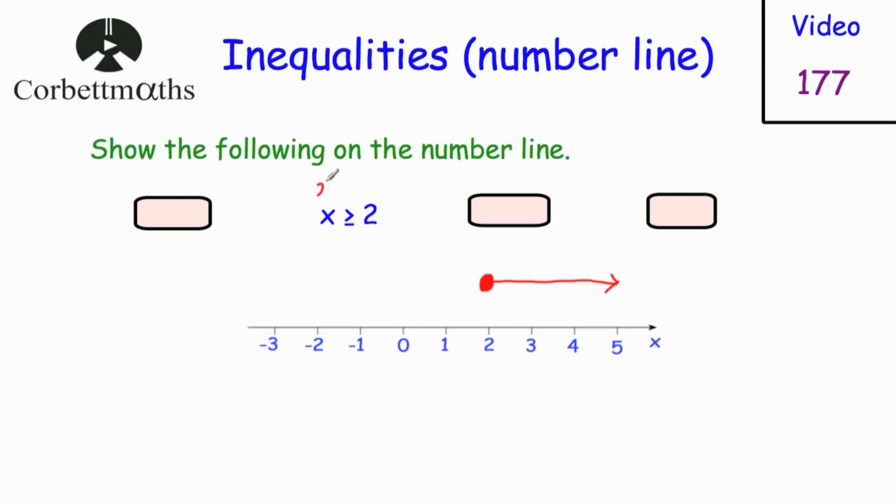If our inequality was x is greater than or equal to 0, we would do a shaded in circle at 0, and then we would do an arrow to the right, and that would mean that x is bigger than or equal to 0. And that's it. Let's have a look at our next inequality.